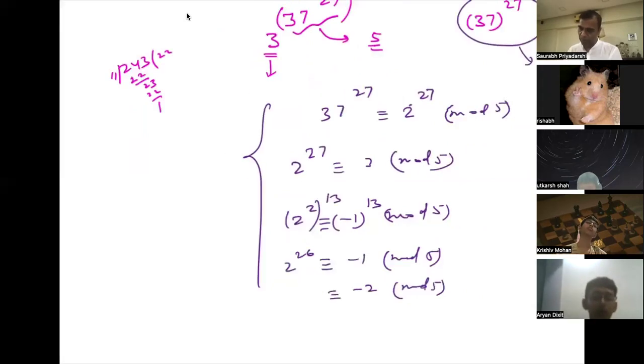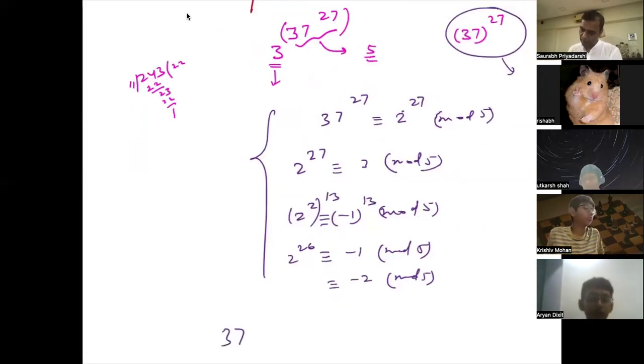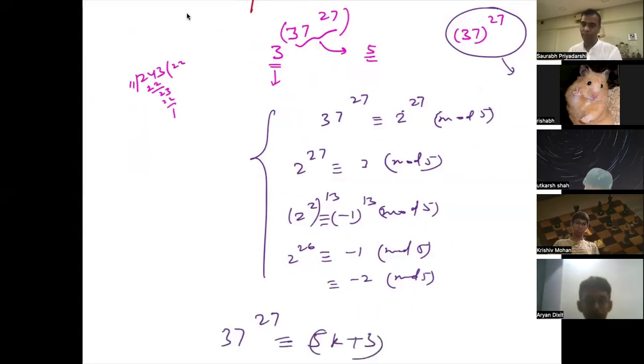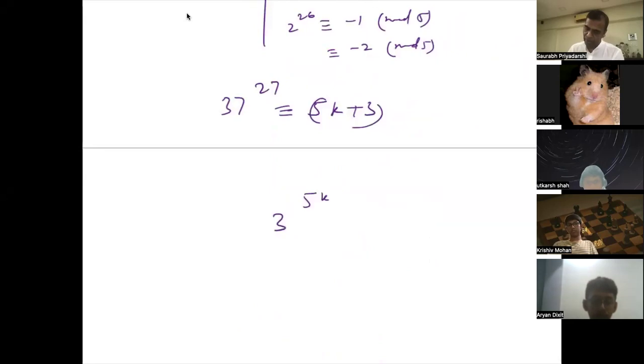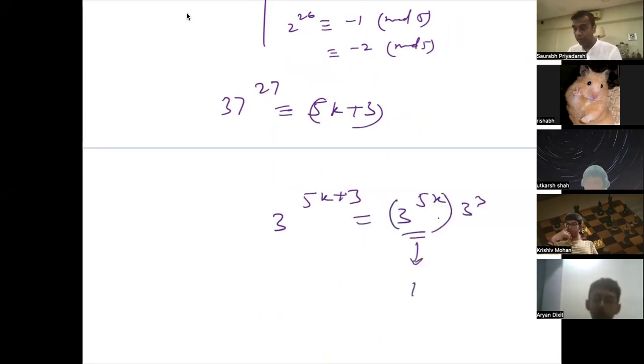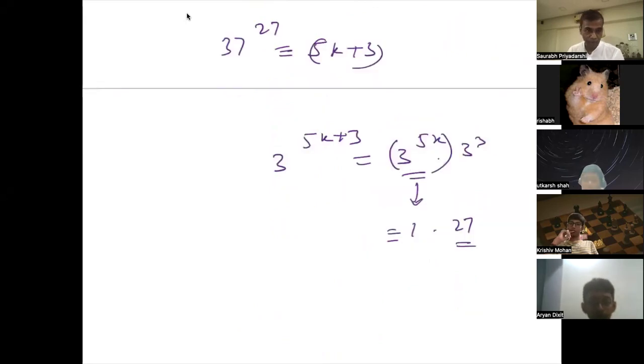What is the meaning of this? The meaning is that 37 to the power 27 is coming in the 5k plus 3 form. Means our original question is coming as 3 to the power 5k plus 3, or 3 to the power 5k into 3 cube. 3 to the power 5 gives you remainder 1, and 3 cube gives you 27. Then we have to divide this by 11, so 27 divided by 11 gives 5 mod 11.